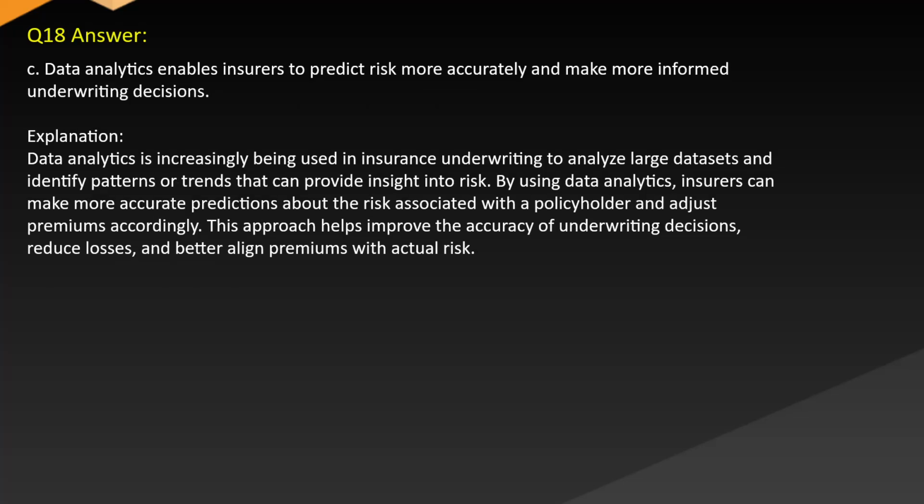Answer: C. Data analytics enables insurers to predict risk more accurately and make more informed underwriting decisions. Explanation: Data analytics is increasingly being used in insurance underwriting to analyze large datasets and identify patterns or trends that can provide insight into risk. By using data analytics, insurers can make more accurate predictions about the risk associated with a policyholder and adjust accordingly. This approach helps improve the accuracy of underwriting decisions, reduce losses, and better align premiums with actual risk.